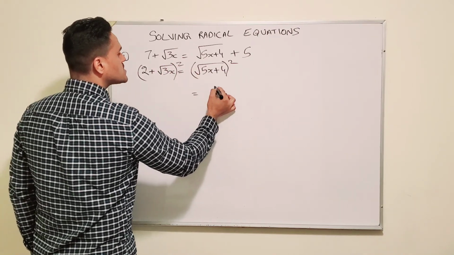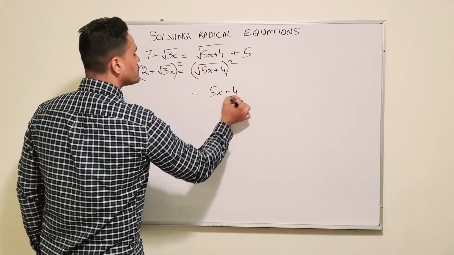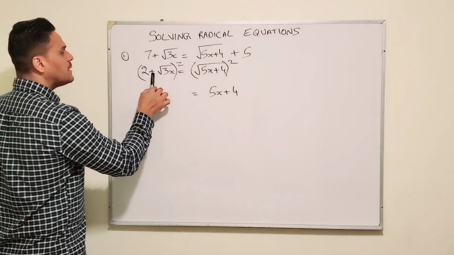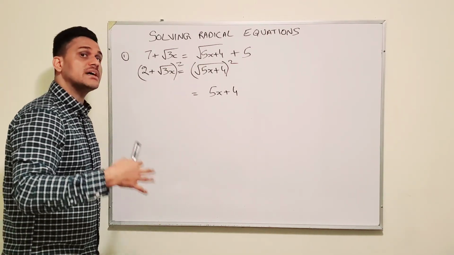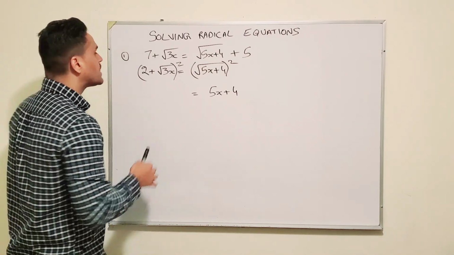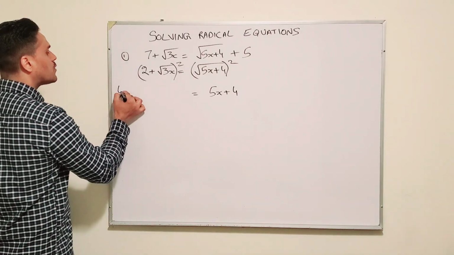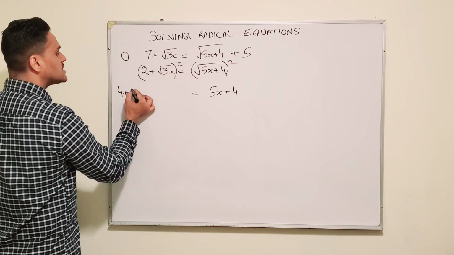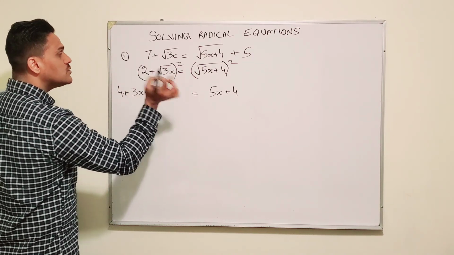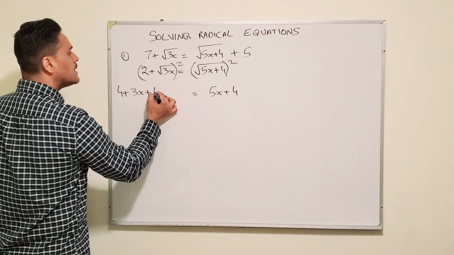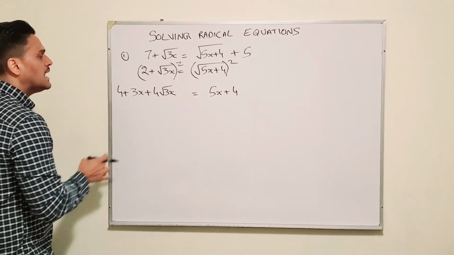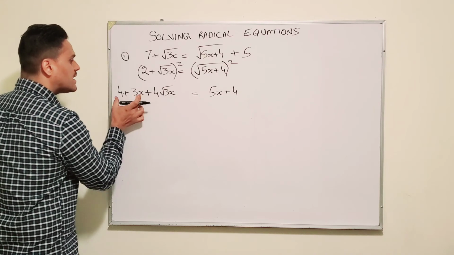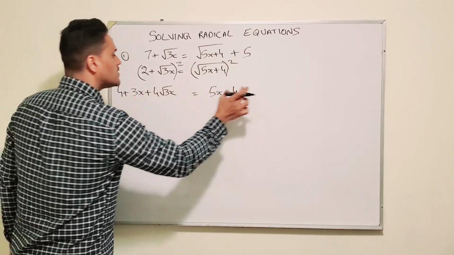So this is just going to be 5x plus 4. Now this term is in the form of a plus b whole square. And a plus b whole square is a square plus b square plus 2ab. So it's going to be 2 square, which is 4, plus b square, which is just going to be 3x, plus 2 times a times b, which is going to be 4 square root of 3x. Now guys, again, I'm going to leave this square root term over here, and I'm going to move these non-square root terms to the other side.